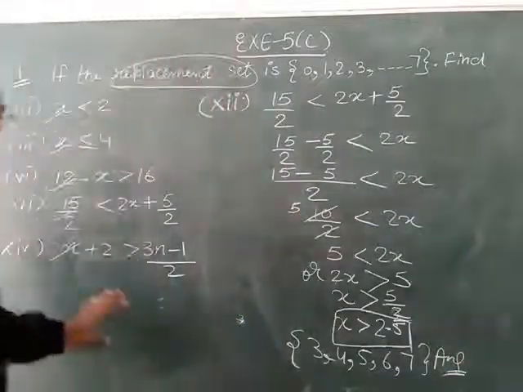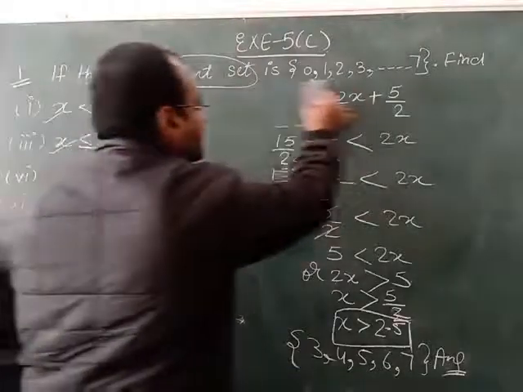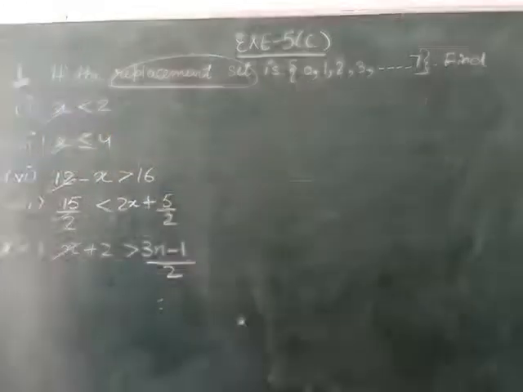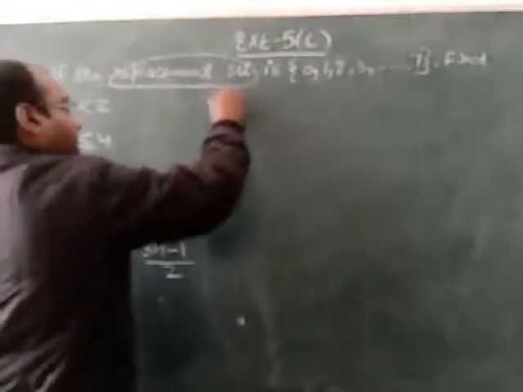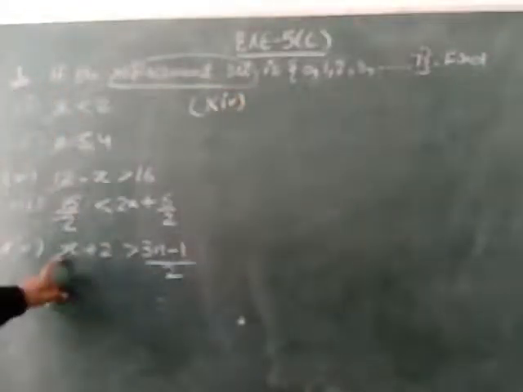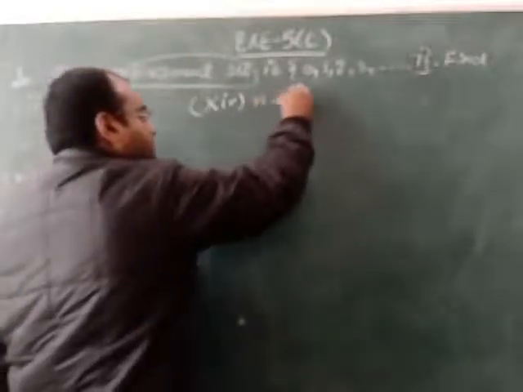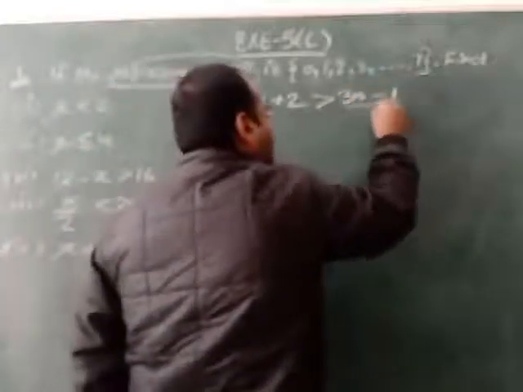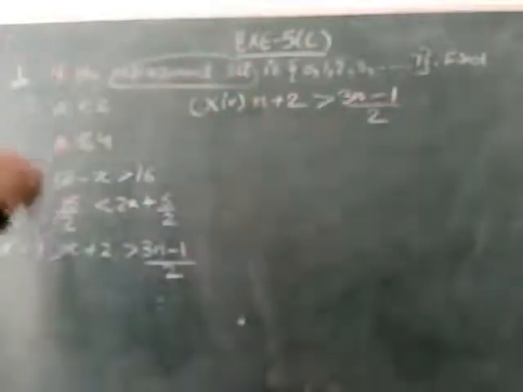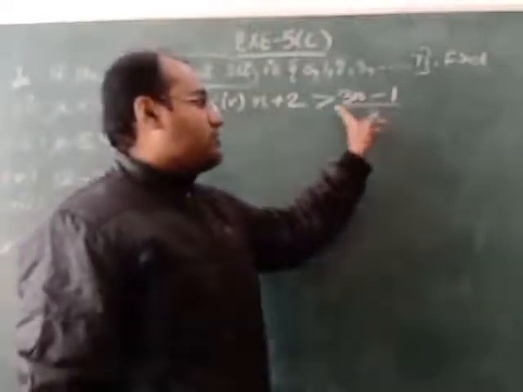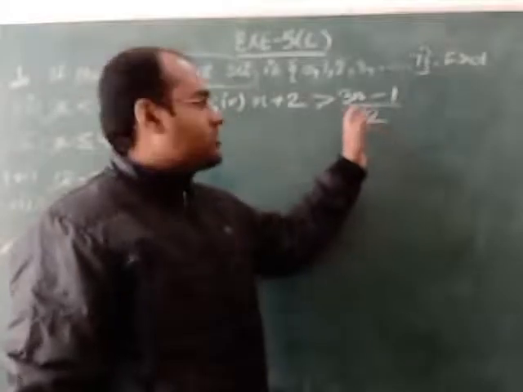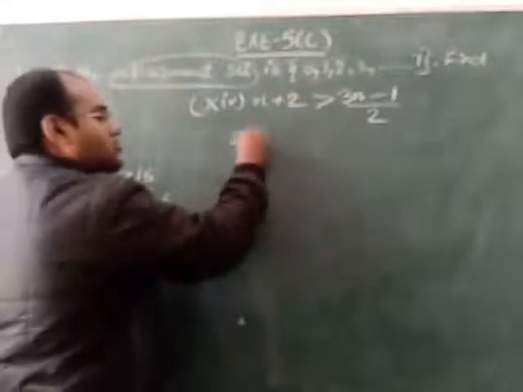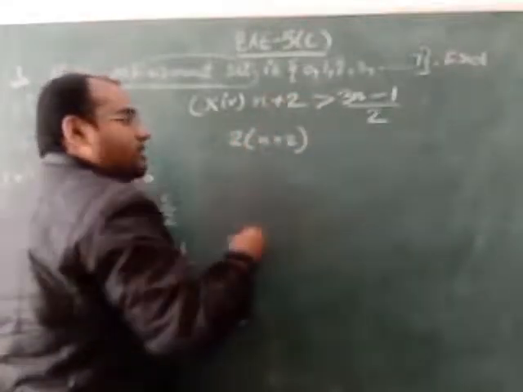Now see another part, part number 14. N plus 2 greater than 3n minus 1 upon 2. So in this question, first of all, what you will do? Here on the right hand side you will observe upon 2 is written. So this 2 is in divide. On left hand side this 2 will come in multiply. So we will write it as 2 multiply n plus 2. We have to take the bracket.